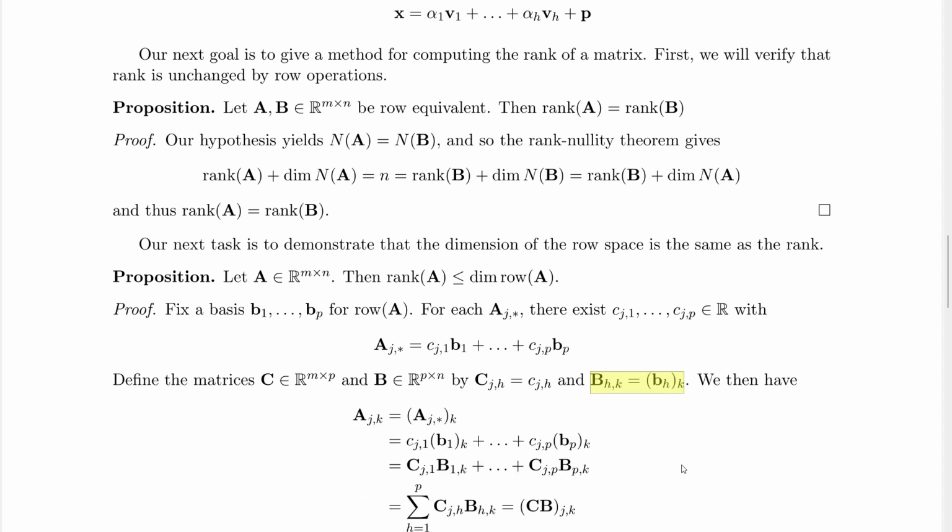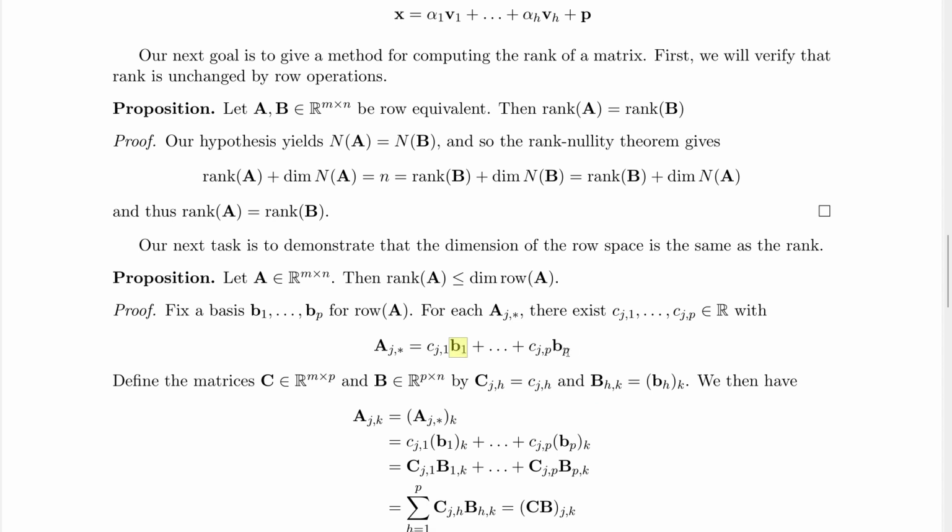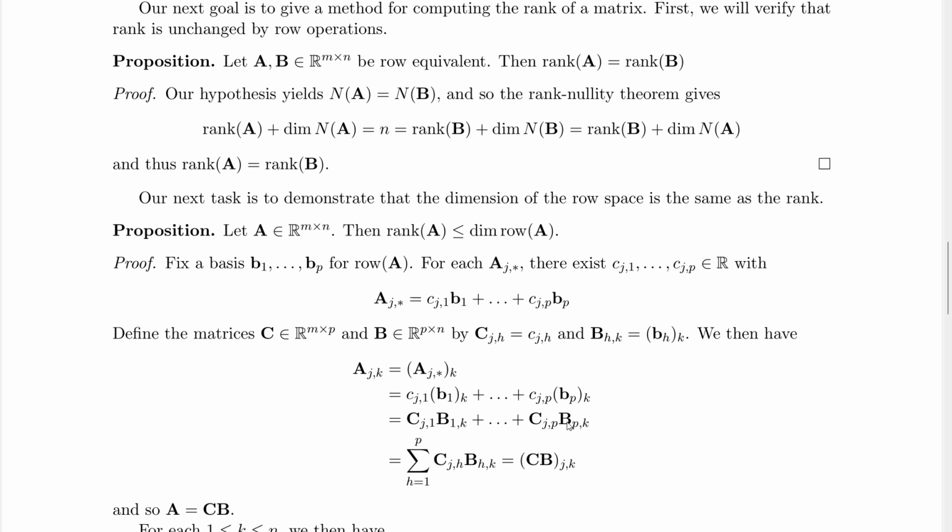rows here of B, right? Because if we look at the jk entry of A, well, we've got our beautiful linear combo here. Unpack what the kth entry of all of this would be. It would be the kth entry of our B's, and each one of those is giving me the kth column of B, right? No, this is the linear combination of the columns of B, so C times B is going to have to equal A.